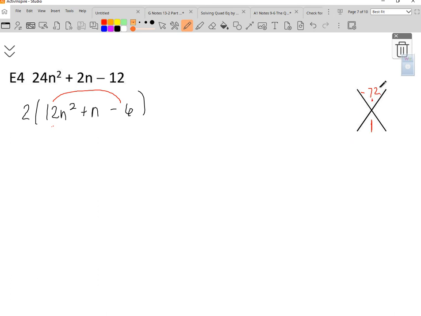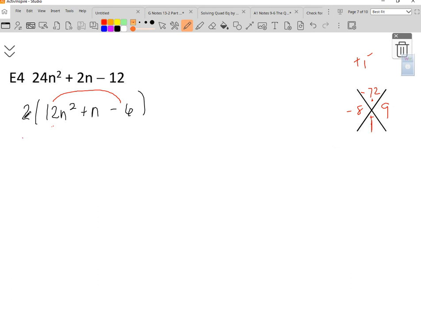So if you multiply them, they should be negative 72. If you add them, they should be 1. Remember, the negative means you have to have 1 positive and 1 negative. So what are we going to put there? 8 and 9. Which one's positive, which one's negative? 8's negative, right? Negative 8 plus positive 9 gives me a positive 1.